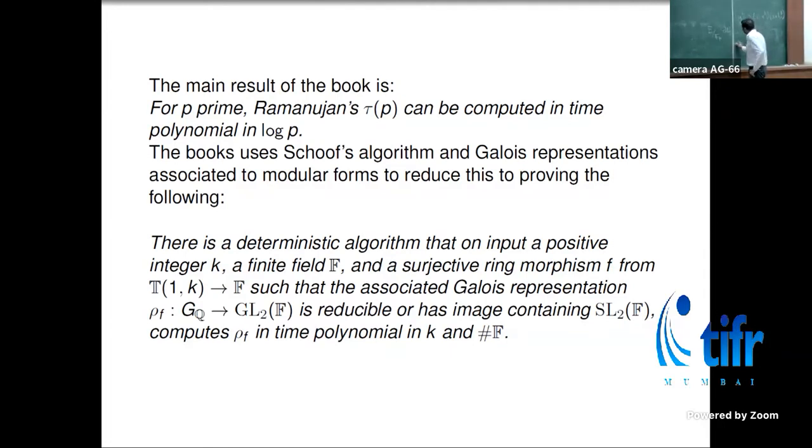Right, you want to count. Suppose you want to count, and this is for various practical reasons. Apparently, it's important to find efficient algorithms to count the number of points of this elliptic curve. You want to count the cardinality of E of Fp.